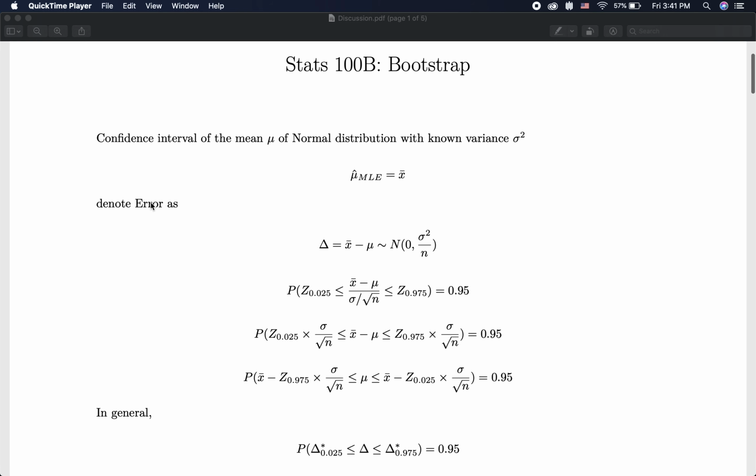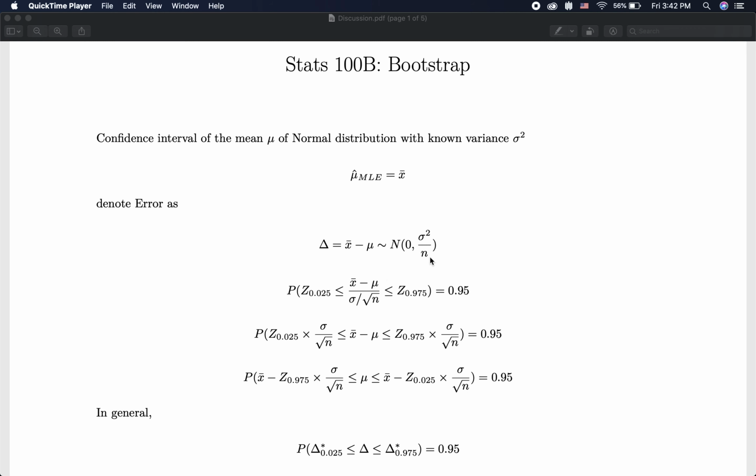So now we denote the error as delta, which is the difference between x bar and the true value. And this quantity, delta, follows a normal distribution with mean 0 and variance sigma square over n. So we know that x come from a normal distribution, and then x bar is just the sum of xi over n. And the expectation of this x bar will be n times mu over n, so it is also mu.